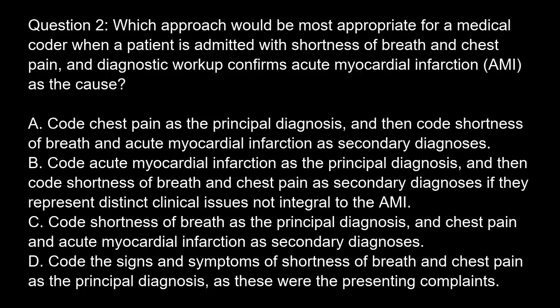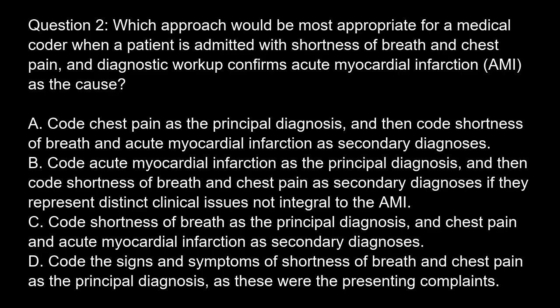Question 2. Which approach would be most appropriate for a medical coder when a patient is admitted with shortness of breath and chest pain, and diagnostic workup confirms acute myocardial infarction (AMI) as the cause? Option A. Code chest pain as the principal diagnosis, and then code shortness of breath and acute myocardial infarction as secondary diagnoses. Option B. Code acute myocardial infarction as the principal diagnosis, and then code shortness of breath and chest pain as secondary diagnoses if they represent distinct clinical issues not integral to the AMI.